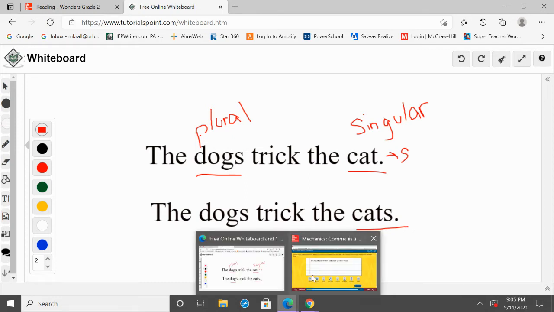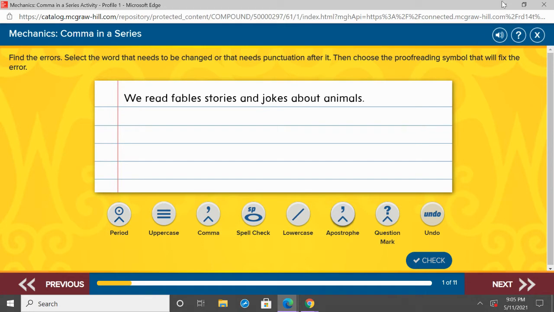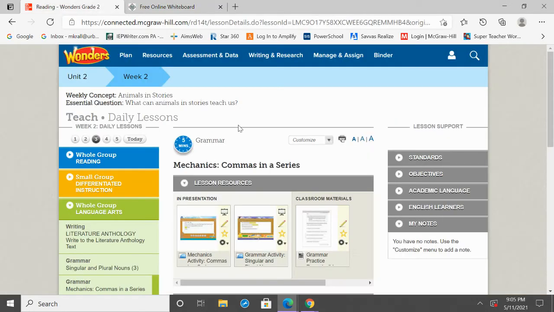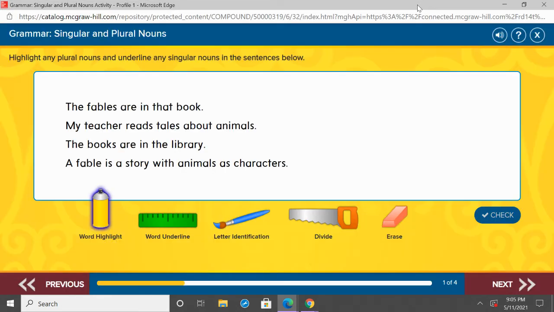So we're going to go ahead and do a little bit more practice with this. Let me pull it up. The directions say highlight any plural nouns and underline any singular nouns in the sentences below. So we're going to take it sentence by sentence. The first couple I'm going to do, and then I'm going to ask you guys to start looking at this and finding the singular and the plural nouns.